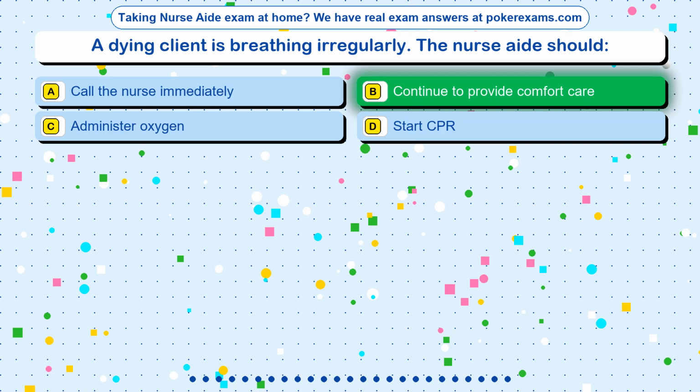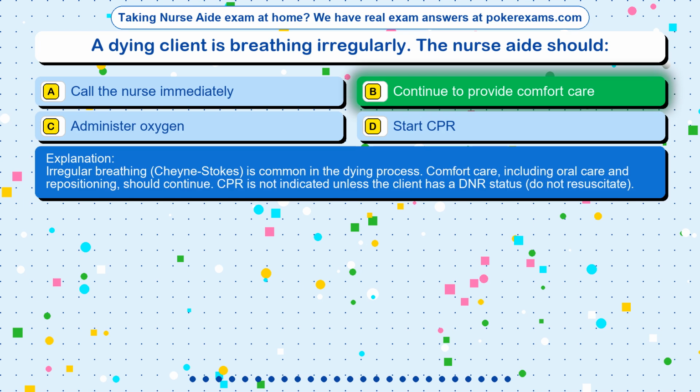The correct answer is option B, continue to provide comfort care. Irregular breathing, Cheyne-Stokes, is common in the dying process. Comfort care, including oral care and repositioning, should continue. CPR is not indicated unless the client has a DNR status. Do not resuscitate.